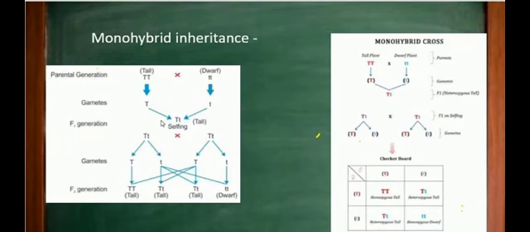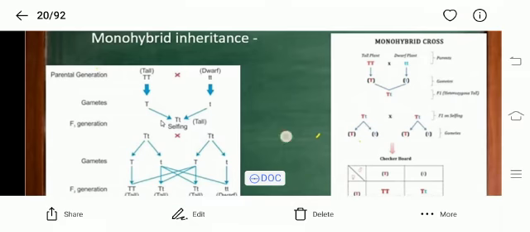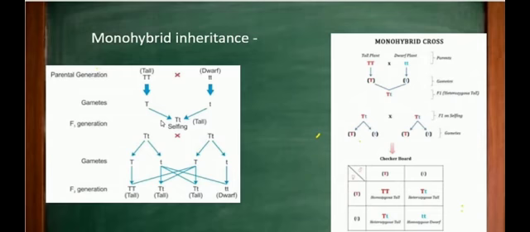So first this capital T fuses with another capital T, so it gives us capital T capital T. Then this small t fuses with capital T, so it gives us capital T small t, that is tall. Then another capital T fuses with small t, so it gives us capital T small t. And the small t fuses with another small t, which gives us small t small t, that is dwarf.